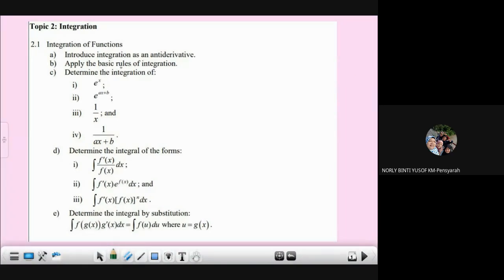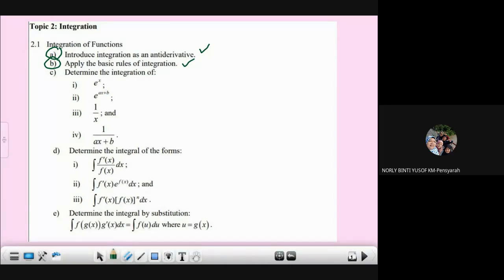dia baru masuk tadi basic rule kan. Cuma 2.1A dengan 2.1B, this one I already explained in the class tutor. So CDE tu nanti nak explain hari ni lah pada lecture online. So 2.1 kita ada integration of function. Kita introduce integration as antiderivative, so dah tahu dah. Process of reverse kan, and then apply the basic rule of integration sampai power rule of integration lah. Cuma dia tak ada quotient rule dengan product rule.